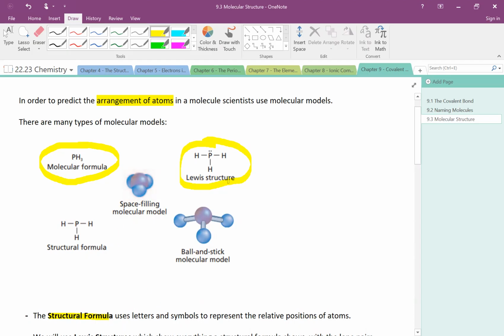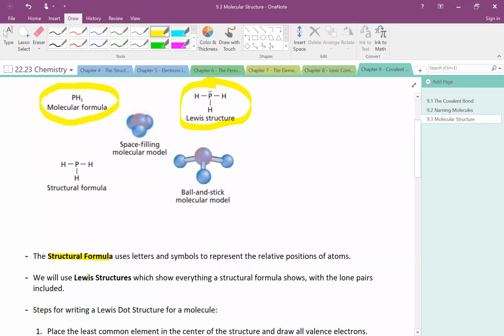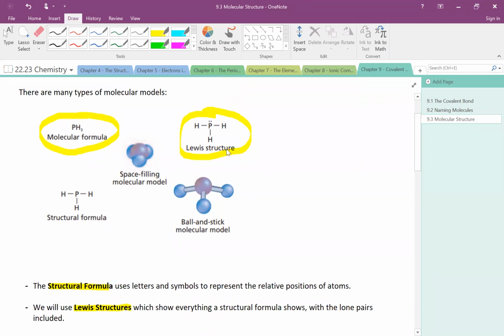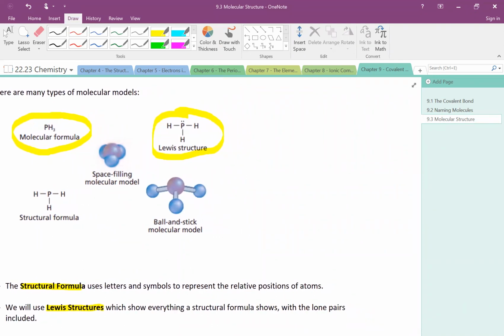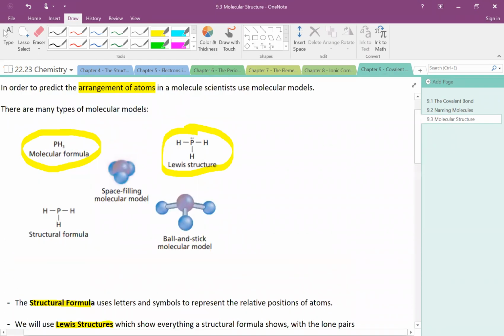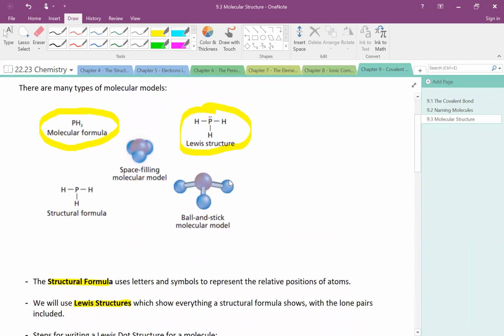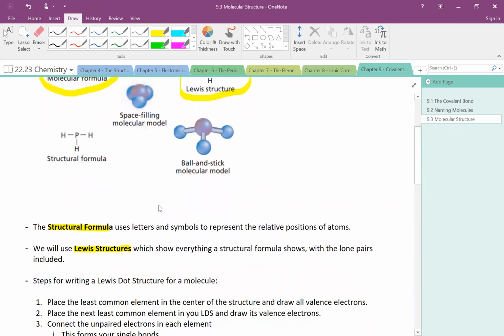So structural formulas are very similar to Lewis dot structures. You can see they're almost identical. The difference is your structural formula lacks those lone pairs. And since your structural formula lacks those lone pairs, we're actually going to focus on Lewis structures because Lewis structures show everything that a structural formula is going to show, but they have the lone pairs included. And as you guys are going to find out in section 9.4, the increased lone pairs is actually going to have a pretty significant role on how the atoms are going to exist in terms of space around their central atom, so like their molecular shape.